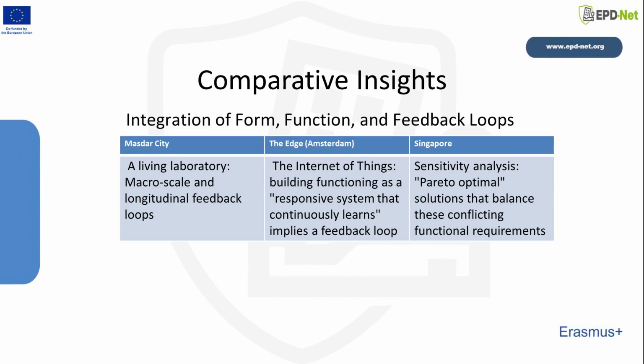The projects demonstrate different methods of integrating form and function, relying on varying types of feedback loops, computational versus operational. Masdar, strategic loops. Masdar's feedback loops are macro-scale and longitudinal. The project was envisioned as a living laboratory, meaning the city itself is a prototype. Feedback from early phases, e.g., the high cost and complexity of the personal rapid transit system, led to significant revisions of the master plan and a shift from a zero-carbon to a low-carbon goal.